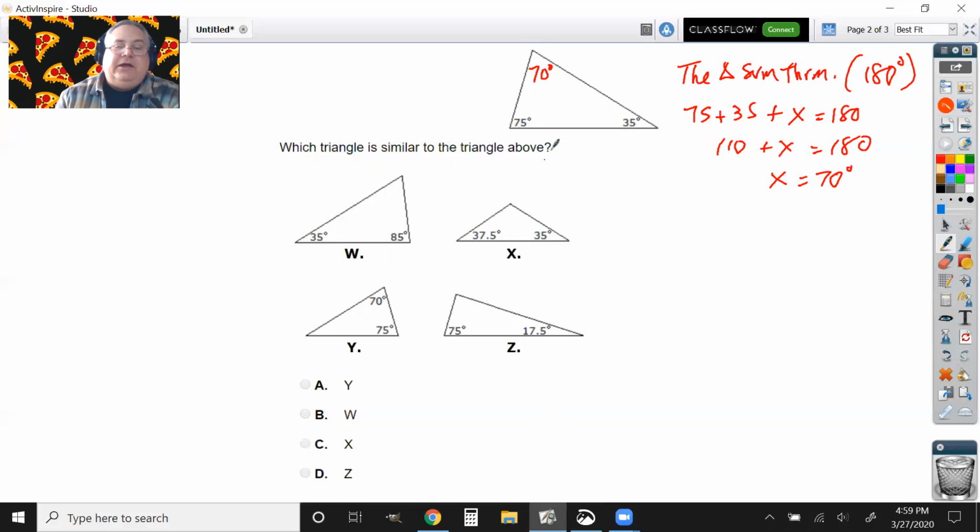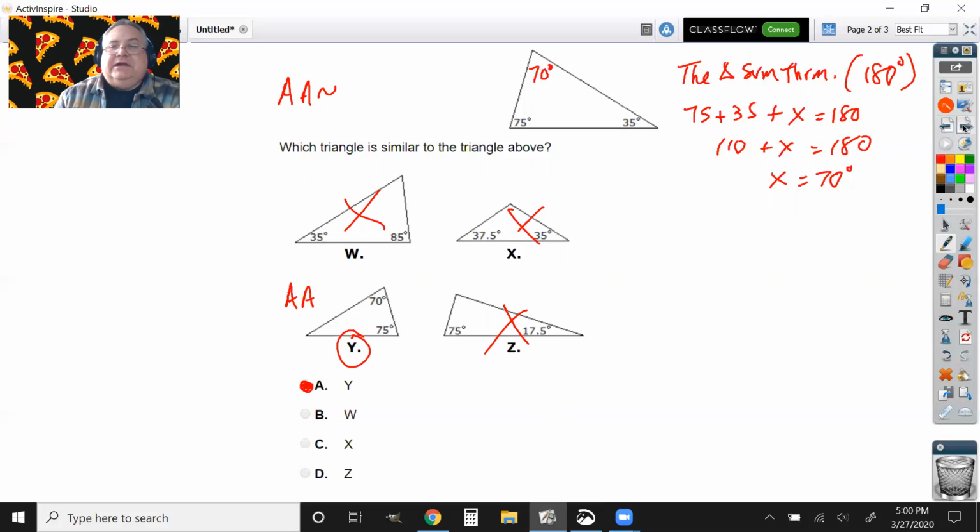So I'm looking for a triangle that has any pair of these three angles. For example, here's a 35 and 85. There are no 85s in here, so this is out. 37 and a half, there's no 37 and a half. This one is out. 70, 75, 70, 75. This one is in by angle-angle, and this one is out. So the answer has to be Y. Basically, it comes down to angle-angle. We have to come up with that to prove things that are similar.